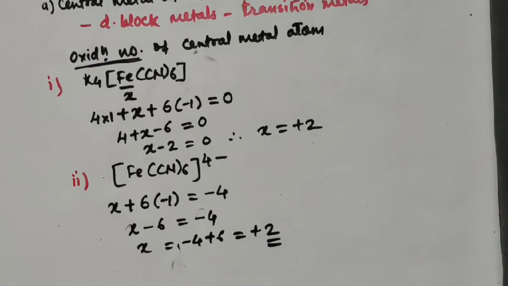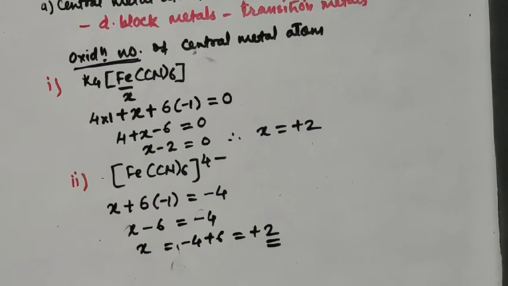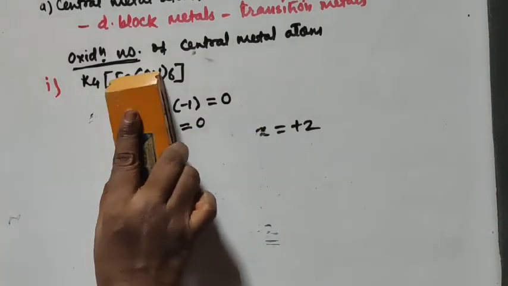So it is very simple to calculate oxidation number. So oxidation number is one more term which is concerned with the central metal atom. Then the next one is coordination number. Coordination number is simply the number of ligands attached with the central metal atom when the ligands are monodentate. Once again I am repeating, the coordination number of the central metal atom is just the number of ligands attached with the central metal atom when the ligands are monodentate ligands. We'll see that. This is about oxidation number.